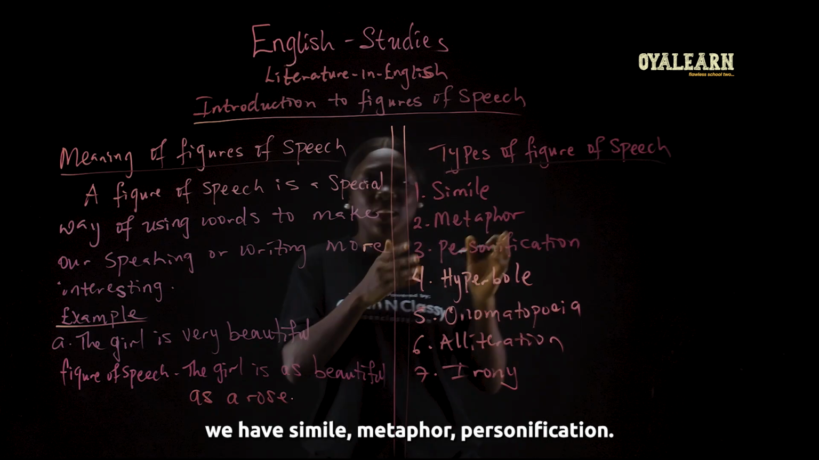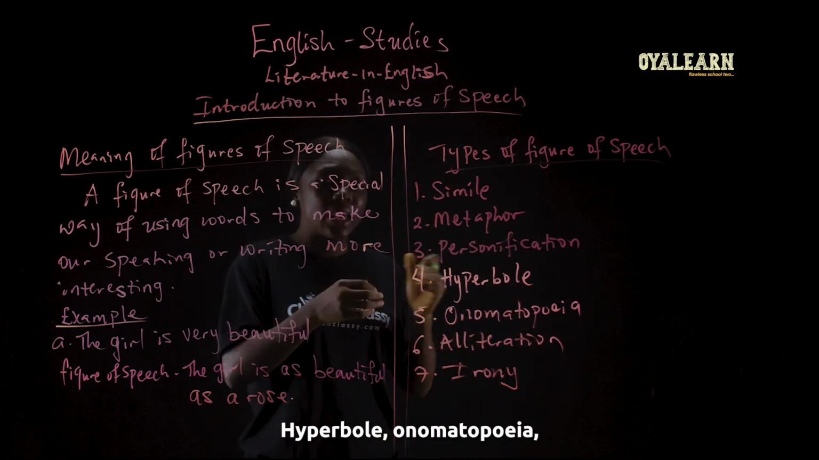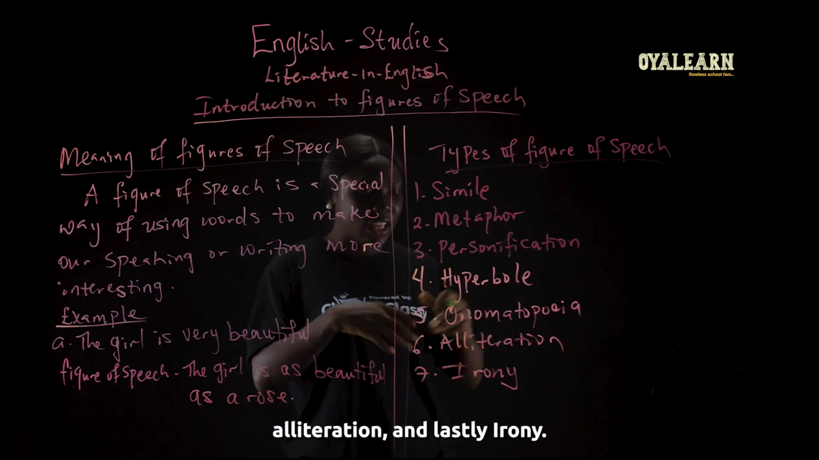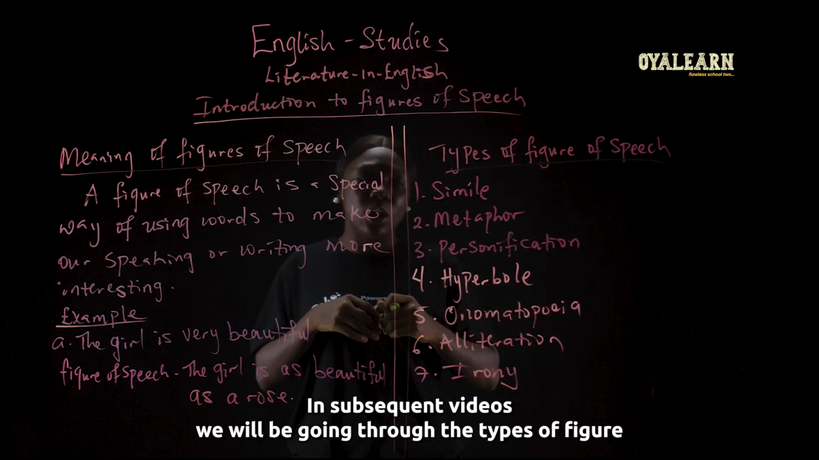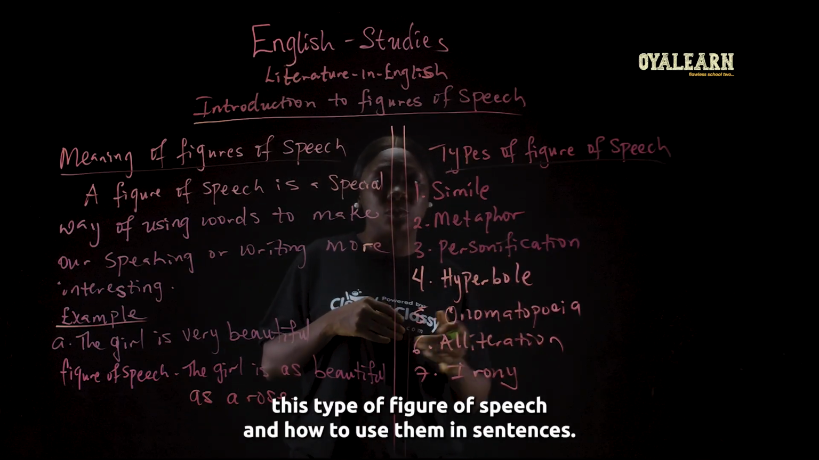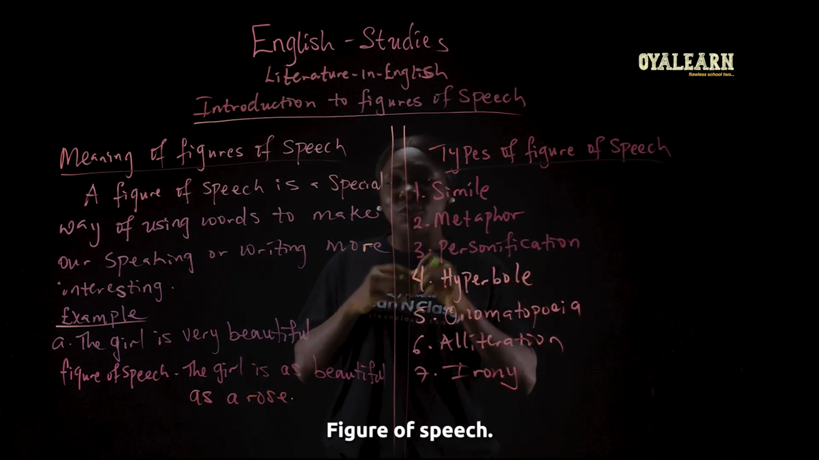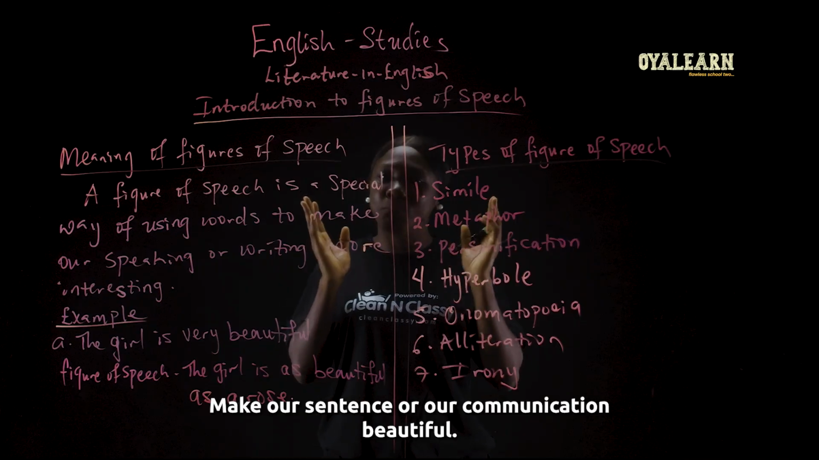All right. Now, for figure of speech, we have the types of figure of speech. We have simile, metaphor, personification, hyperbole, onomatopoeia, alliteration, and lastly, irony. In subsequent videos, we will be going through the types of figure of speech and how to use them in sentences. Figure of speech makes our sentence or our communication beautiful.